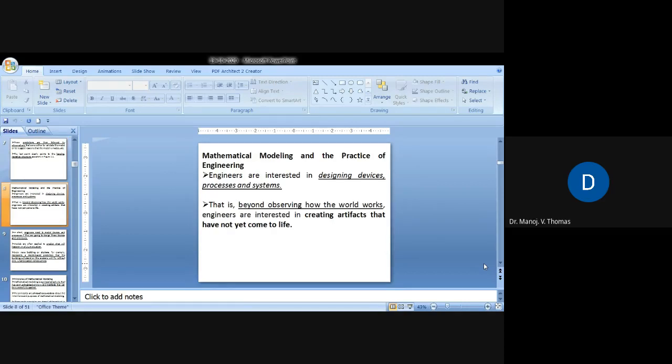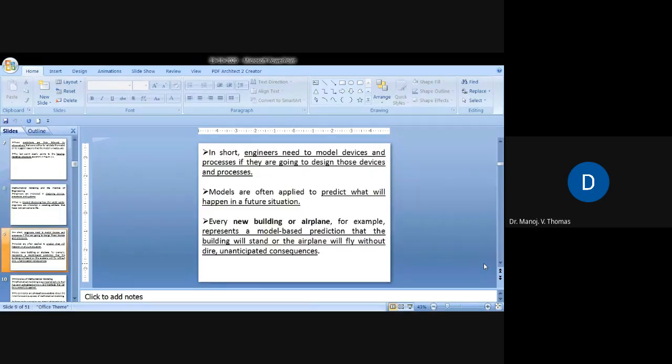Mathematical modeling and the practice of engineering: engineers are interested in designing devices, processes, and systems. Beyond observing how the world works, engineers are interested in creating artifacts that have not yet come to life, new artifacts, new items, new inventions. Engineers need to model devices and processes if they are going to design them. Models are applied to predict what will happen when the pressure is changed, when the temperature is changed, or at the maximum speed of operation.